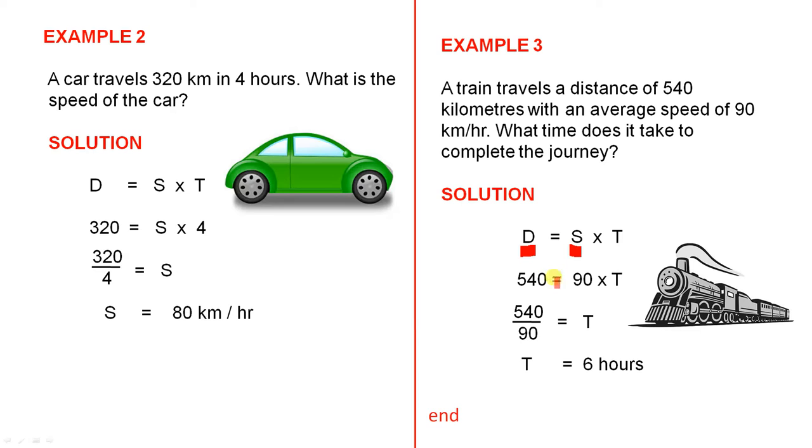So 540 equals 90 times t. Now what do you multiply 90 by to give you 540? Well, 540 divided by 90 gives you 6. So it's 6 hours. 90 times 6 equals 540. So the time taken is 6 hours.